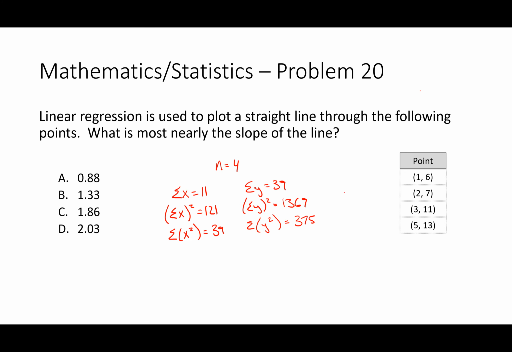And lastly, we're going to need the sum of x times y, which is 1 times 6 is 6, 2 times 7 is 14, 3 times 11 is 33, 5 times 13 is 65. Adding those up, you get 118. Okay. Why do I need all of those sums? Because those go into the pattern of linear regression. Let me walk you through that.